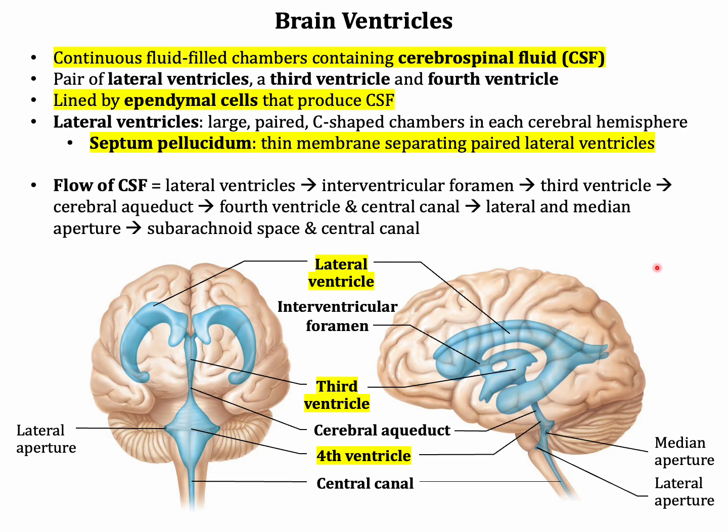One additional thing I want to point out is the septum pellucidum, which is a thin membrane that is separating the paired lateral ventricles. You can see the septum pellucidum when you do a brain dissection, and I'll point that out in the sheep brain dissection video.